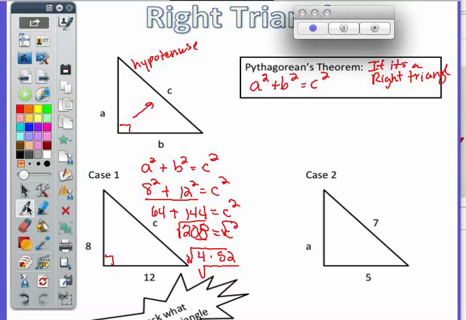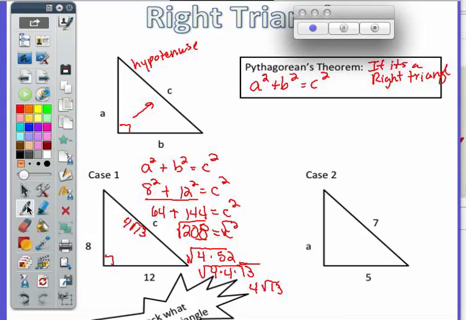But watch me as I do this. 4 times 4 times 13. Now, because I have the square root of 16, out pops 4, or the square root of 16 is 4, times the square root of 13. So that makes the hypotenuse 4 square root of 13.